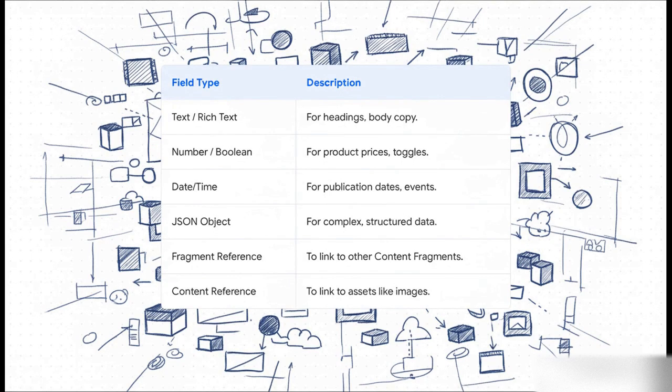And the flexibility you get with these models is what makes them so awesome. You've got all the building blocks you could possibly need, from simple text and numbers all the way up to complex JSON objects. But honestly, the real game changer here is the fragment reference. This lets you link different fragments together. So instead of a bunch of disconnected blocks of content, you can create this rich, interconnected graph of information.